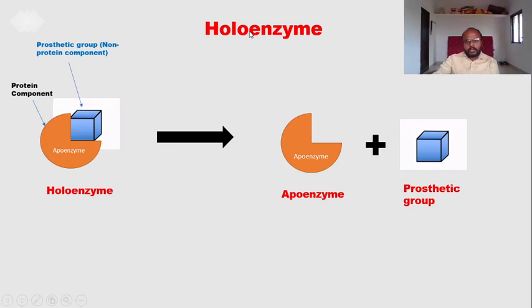So I think you have got what is meant by holoenzyme, what is meant by apoenzyme, and what is meant by prosthetic group. So again we repeat: the holoenzyme is called a conjugated protein, that means the apoenzyme, the protein component, and the prosthetic group, the non-protein component, are associated with each other. Then it is called a holoenzyme. The apoenzyme means only the protein component and the prosthetic group is nothing but only the non-protein component.